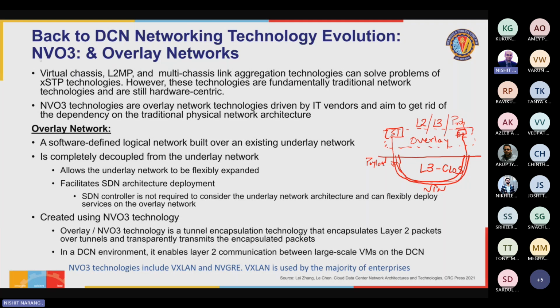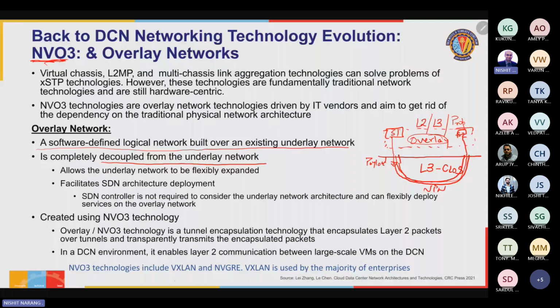We are creating a virtualized network, NV, network virtualization, right? So the overlay is a virtualized network. O stands for overlay. So it's a network virtualization overlay technology. Okay? So it's like a software defined logical network that you're building over an existing underlay network. It's completely decoupled from the underlay network, as we saw. It can run its own protocol. The lower underlay network doesn't care.